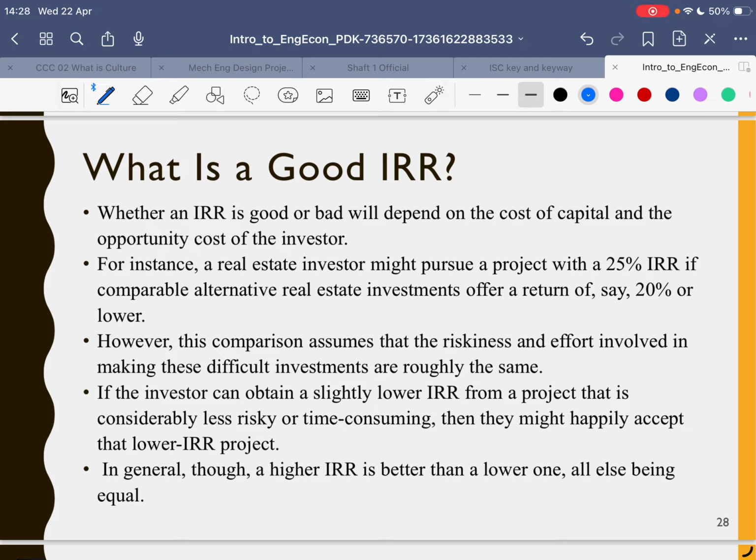However, this comparison assumes the riskiness and effort involved in making these investments are roughly the same. If the investor can obtain a slightly lower IRR from a project that is considerably less risky or time consuming, then they might happily accept that lower IRR project. In general, though, a higher IRR is better than a lower one, all else being equal.